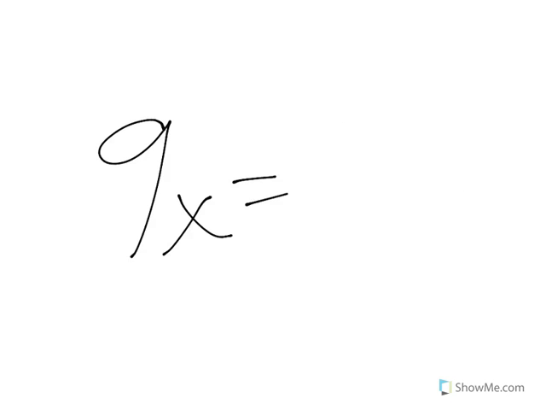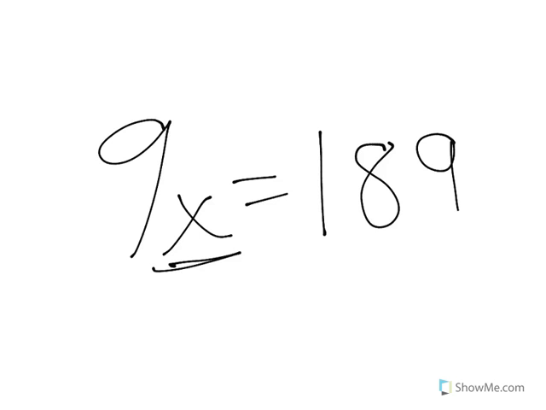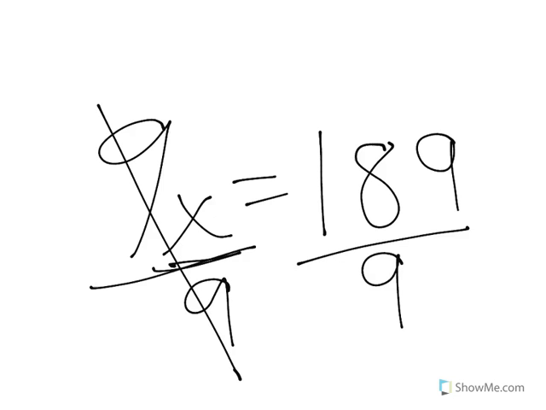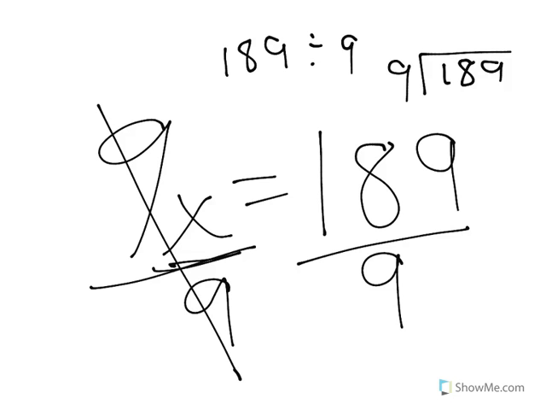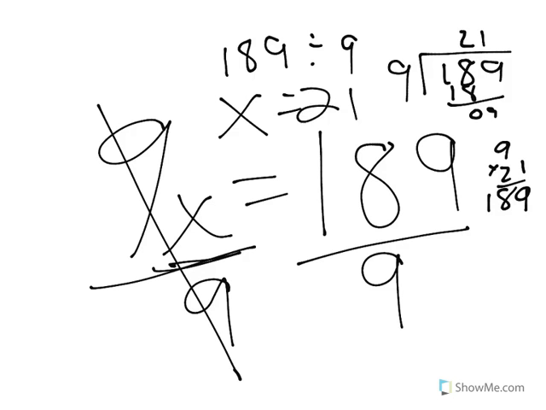9x is equal to 189. So, first thing we need to do is get that x alone. We're multiplying it by 9, so we need to divide by 9. Those cancel out. So then we do 189 over 9, which means 189 divided by 9. You can see that 9 goes into 18 twice, which is 18, which just leaves us with 9, which is 1. We can double check: 9 times 21 would be 189. So x is equal to 21 is our answer.